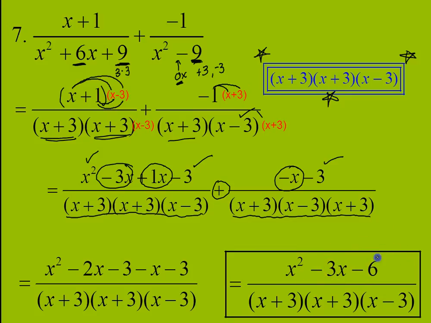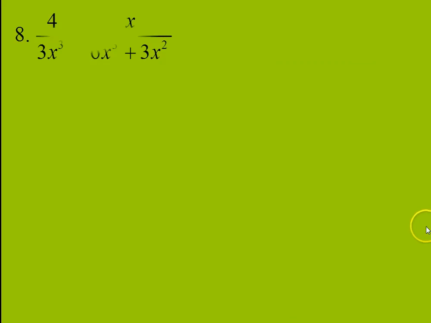Okay, again, if you can factor, always factor. But what multiplies to 6? 6 times 1 and 2 times 3. Will either one of those give me this 3 right here? No. So you cannot factor, so you're done. Last one.